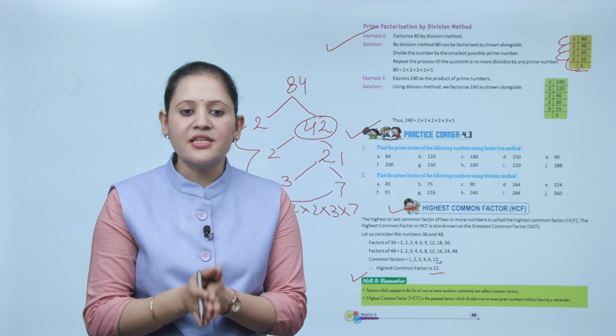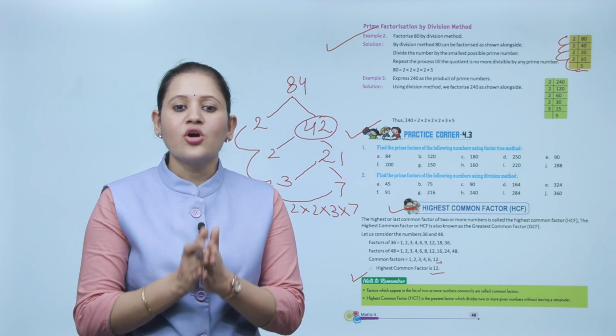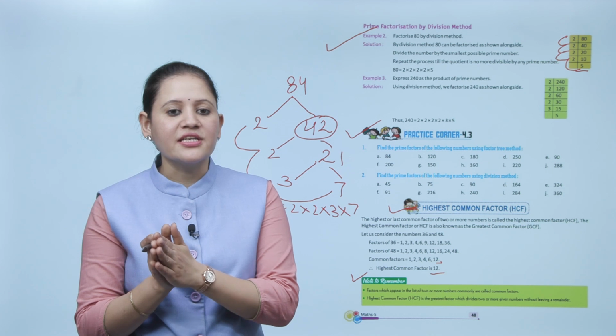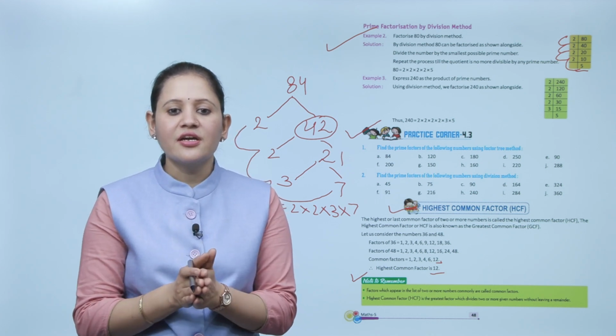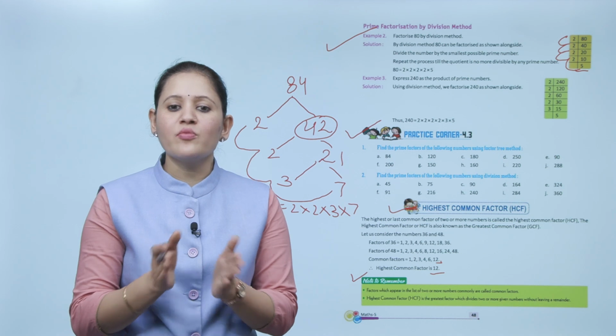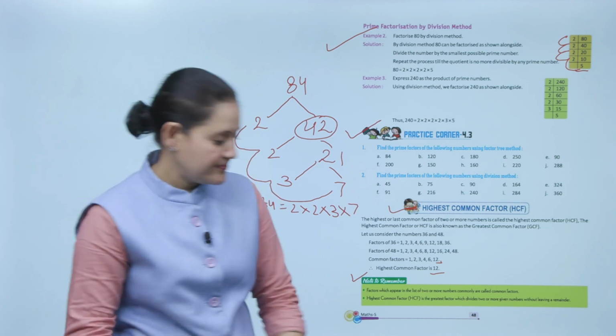Next, note to remember. Factors which appear in the list of two or more numbers commonly are called common factors. Highest common factor HCF is the greatest factor which divides two or more given numbers without leaving any remainder.